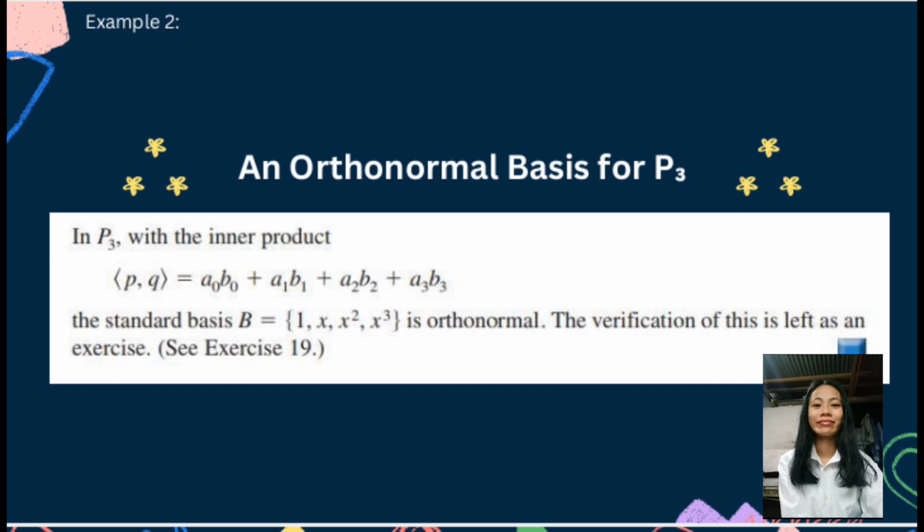Example number 2. An orthonormal basis for P sub 3. In P sub 3, with the inner product of P and Q equal to A sub 0, B sub 0 plus A sub 1, B sub 1 plus A sub 2, B sub 2 plus A sub 3, B sub 3, the standard basis S is equal to 1, x, x squared, and x cubed, which is orthonormal. The verification of this is left as an exercise.